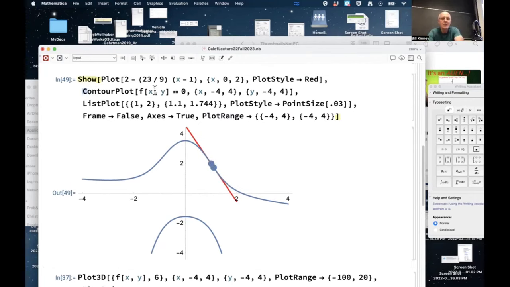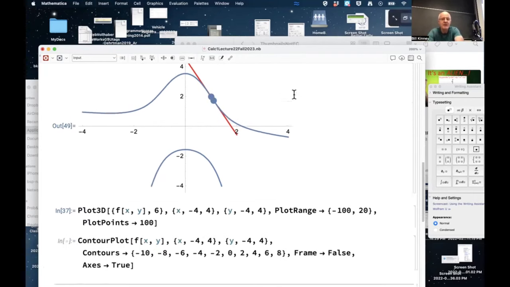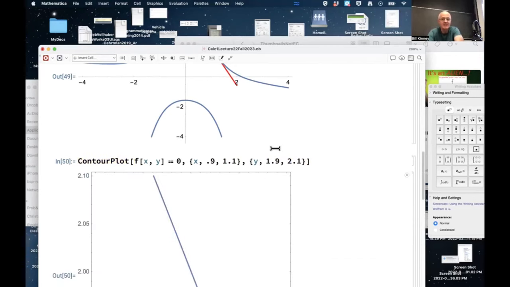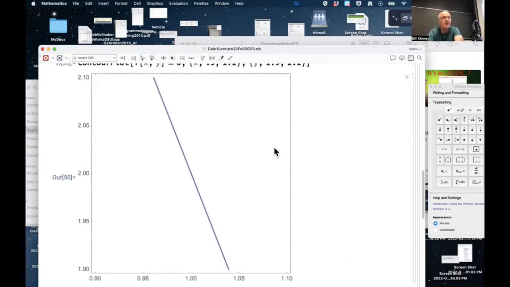If I make a contour plot of this level curve of this function near the point in question, like x going from 0.9 to 1.1 and y going from 1.9 to 2.1, it will look pretty straight. Looks like a straight line, for all you can tell, but it's not, it's a curve. But oftentimes curves are locally linear. If you zoom in near a point, it's going to look more and more like a straight line.